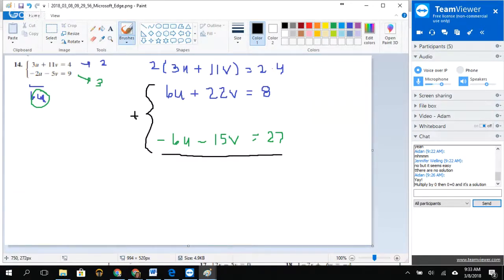And now if I add them together, I get 6u plus negative 6u, that's 0. I get 22v plus negative 15v, and that is 7v. And then I have 27 plus 8, which is 35. Divide both sides by 7, and I get v equals 5. Always good when you end up with a nice whole number in these problems, right? So now I've solved for v, so now I want to go back and solve for u. That's back substituting, is what your book calls it, right?